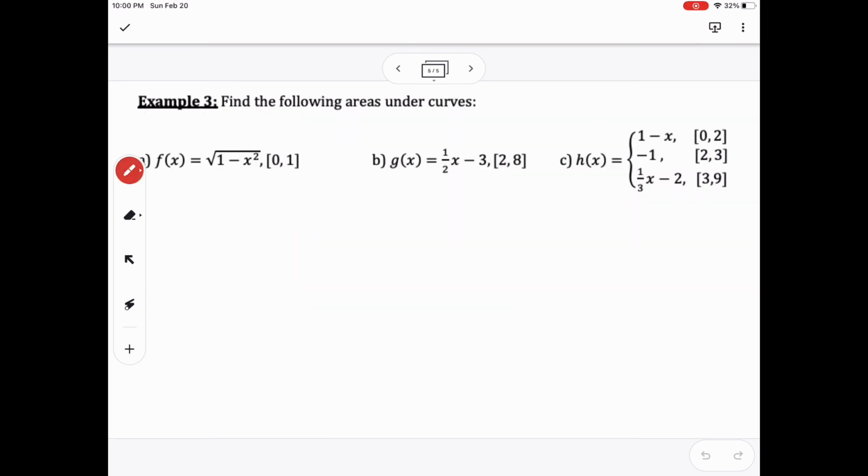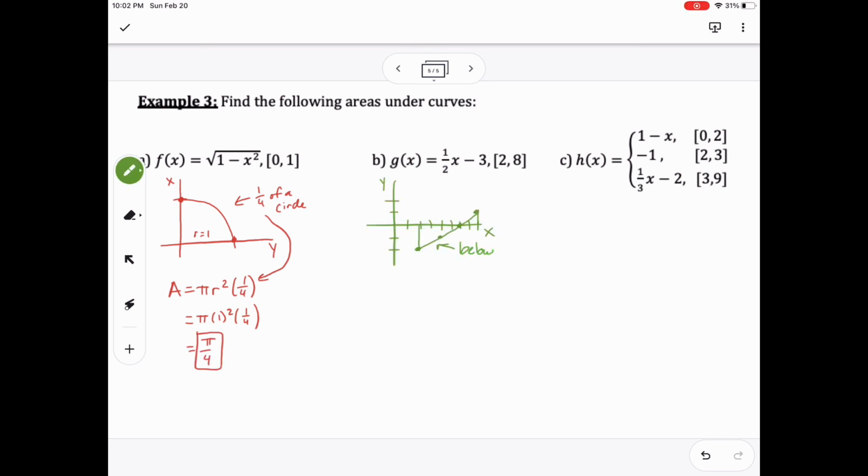For example 3, now we're going to be given some functions that might make it a little easier for us to give not just an estimate, but actually find the actual area under the curve, because these shapes are a little bit more geometric. So letter A here, this one's actually a fourth of a circle. So if I rewrite this function, changing the f of x to y, you get y squared plus x squared equals 1, which is an equation for a circle. So using the circle formula, pi r squared, where the radius is 1, gets me pi times 1 squared, but then a fourth of that gets me pi over 4.